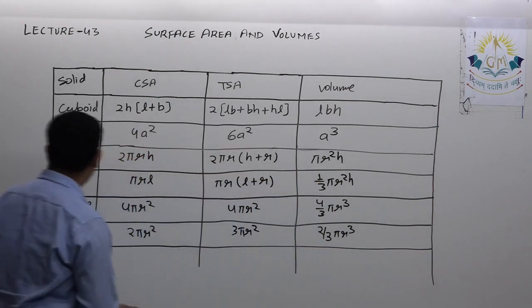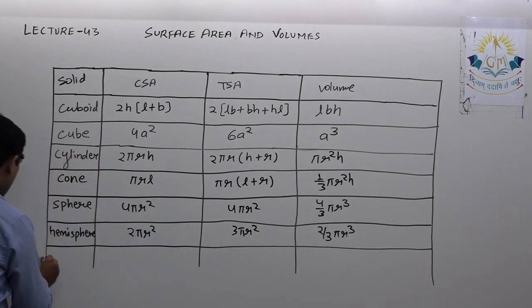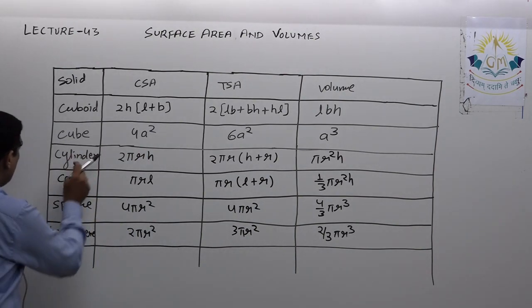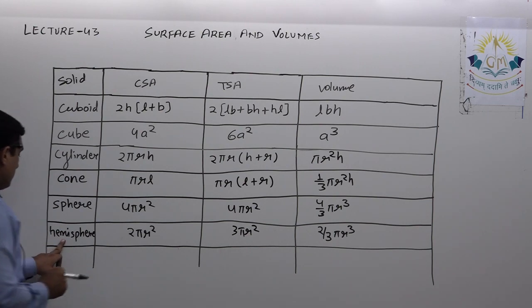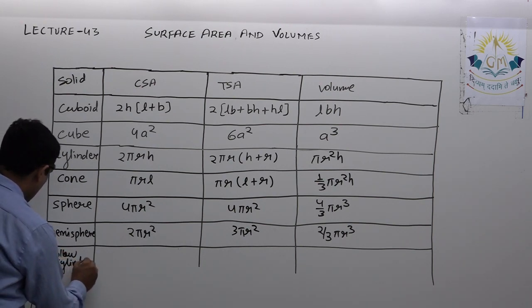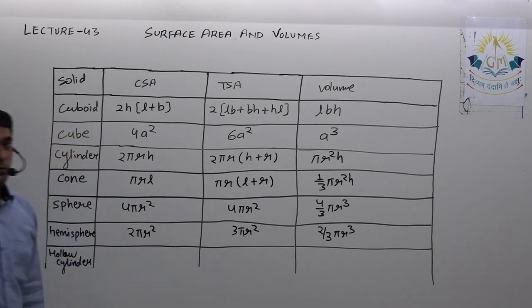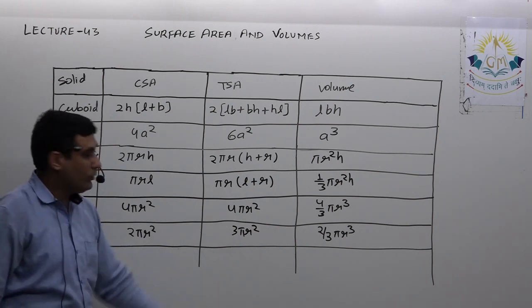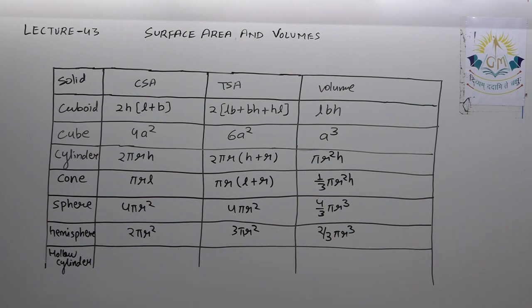Okay, now we can include the hemispherical shell and hollow cylinder. So next I am writing hollow cylinder. Now do write its curved surface area, total surface area and volume for hollow cylinder.